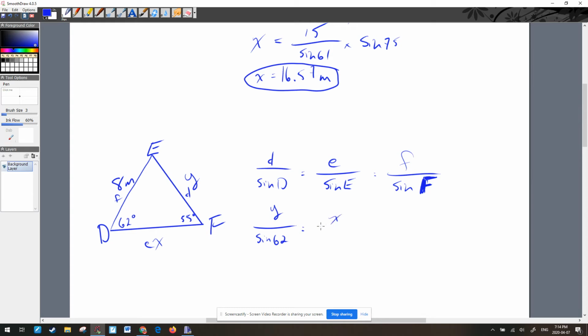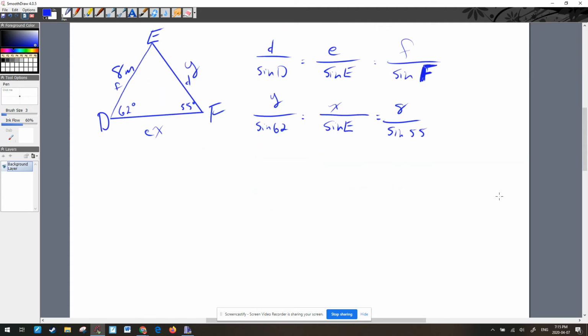Now that's going to be x over, right now it's just e. So I'm going to leave it as the sine of E equals f. Well, f is 8 over the sine of F. Well, that's 55. So the sine of 55. So what do we have to have? Remember, of course, we have to have a complete ratio. Well, there we go. We've got a complete ratio.